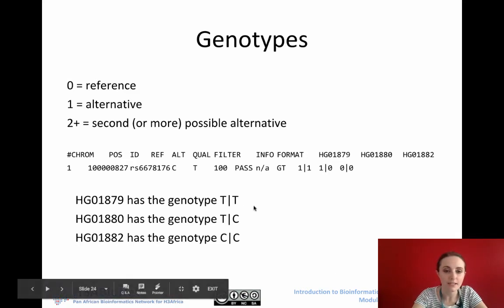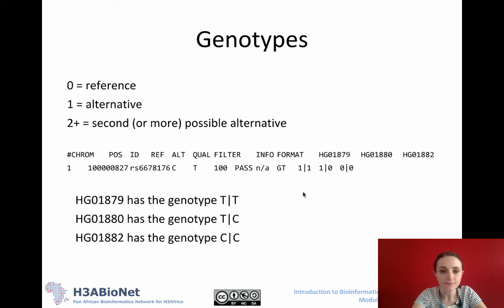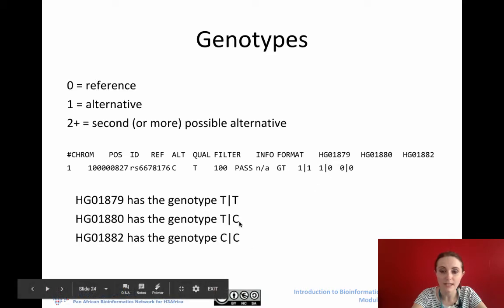So if we look at this example line given here, we have genotypes of 1|1, 1|0, and 0|0. And we know that our reference is C and our alternative is T. So we can say that this first individual has the 1|1, the alternative, so that's T, T. The second individual has alternative reference, so that's T, C. And the last one has reference, C, C.